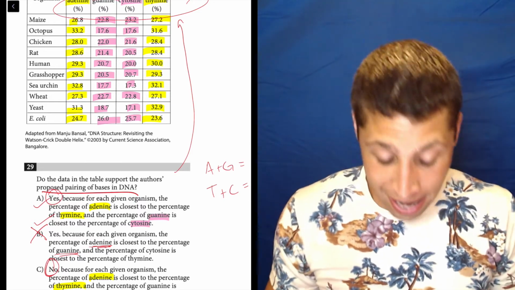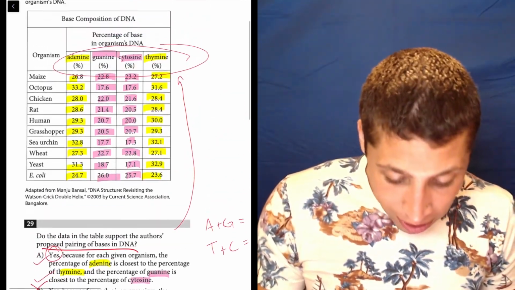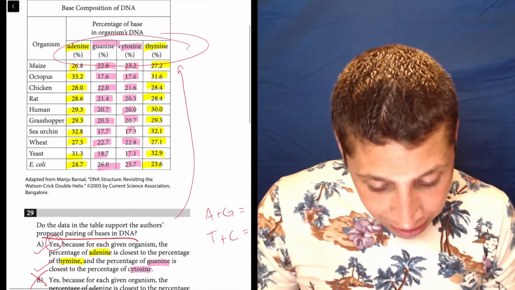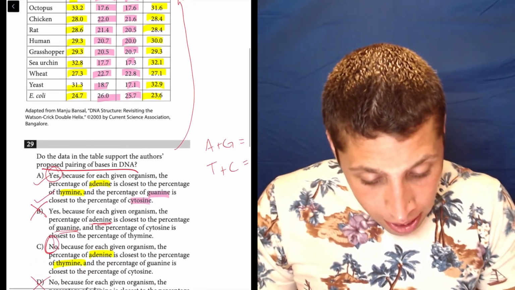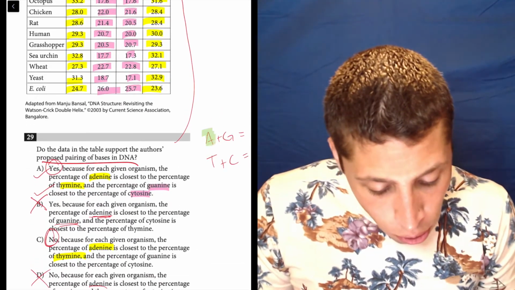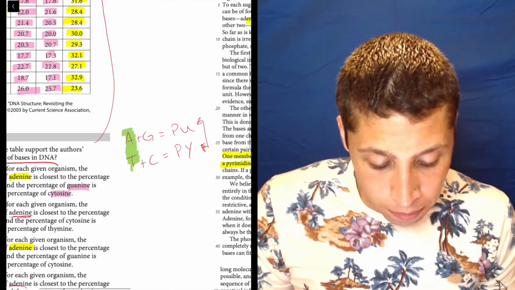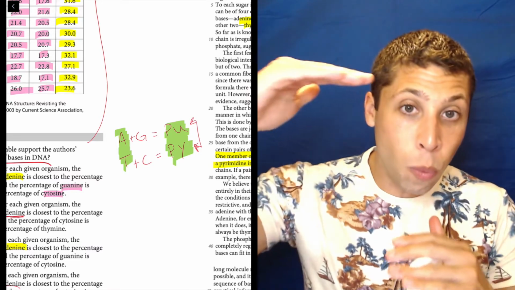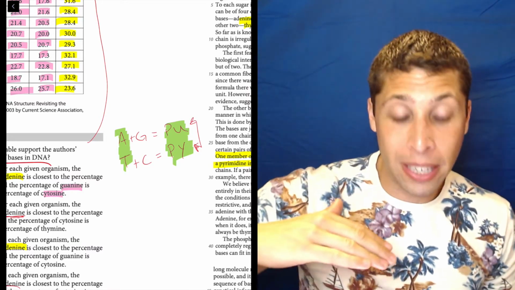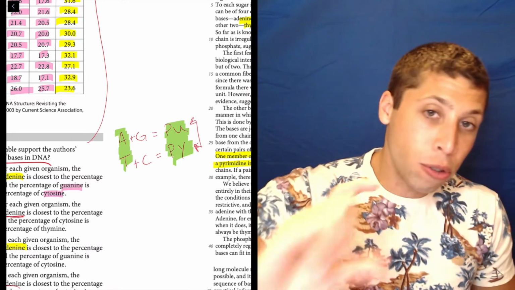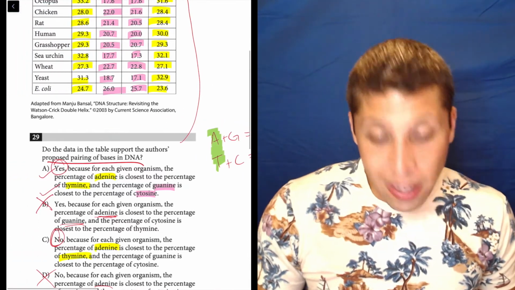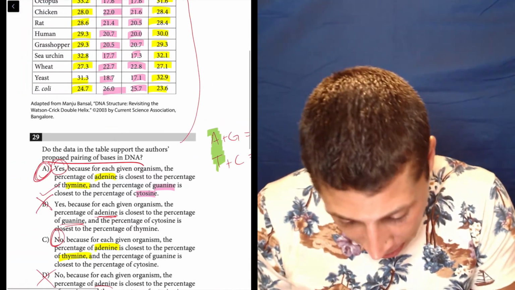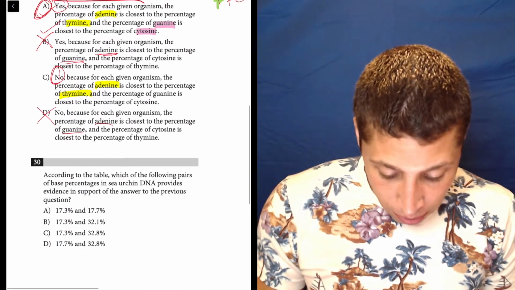Like, that's it. So does this support his pairing? Well, we're pairing adenine and thymine. And so, yes, those two things go together, because he told us that we need one of each, one purine, one pyrimidine. So it makes sense that those two would be paired. So the answer is A. It matches.